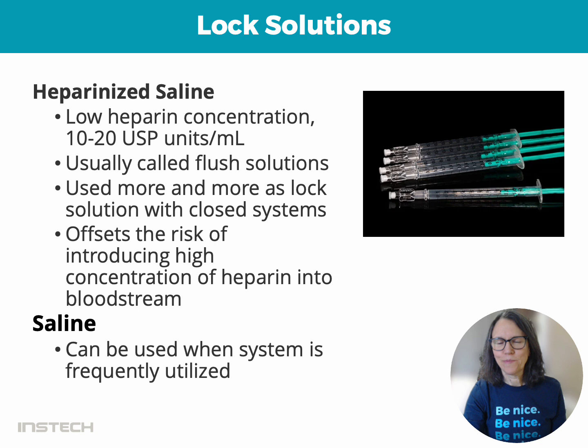Now we have the heparinized saline. This flush solution can be used as a lock solution in a closed system with a subcutaneous catheter. Its use is becoming more frequent, as it has been shown that it can be used successfully in that setup. The low heparin concentration of 10 to 20 USP units per ml makes it very safe even when introduced into the bloodstream. Saline can also be used as a lock solution, especially when the system is frequently accessed.